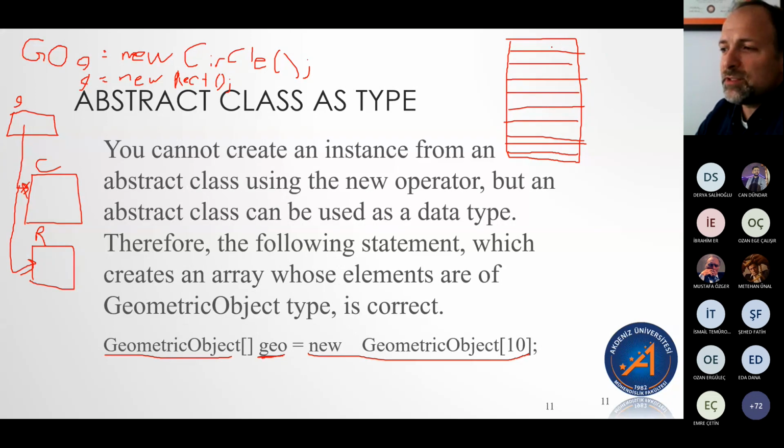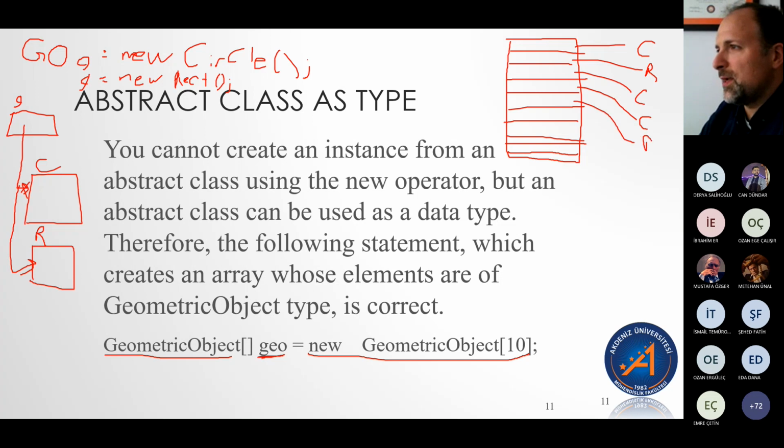So it's not like I just created 10 circles or 10 rectangles. I can create a mixture of them. Some could be circles. This could point to a circle, this could point to a rectangle, this could point to a circle, this could point to a circle, this could point to a rectangle, and so forth. It could mix them all up, and that's okay. They don't all have to point to the same type. That's kind of cool, right? That we can mix it all up.